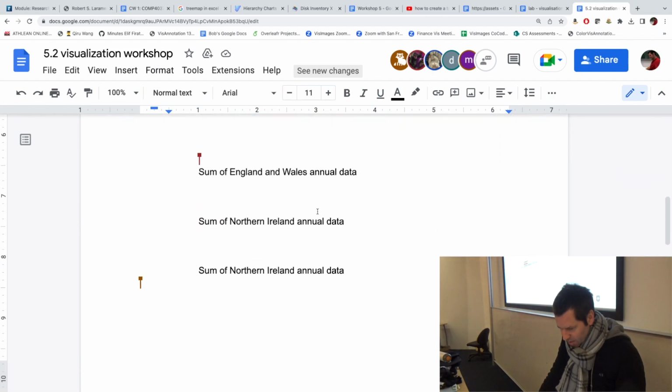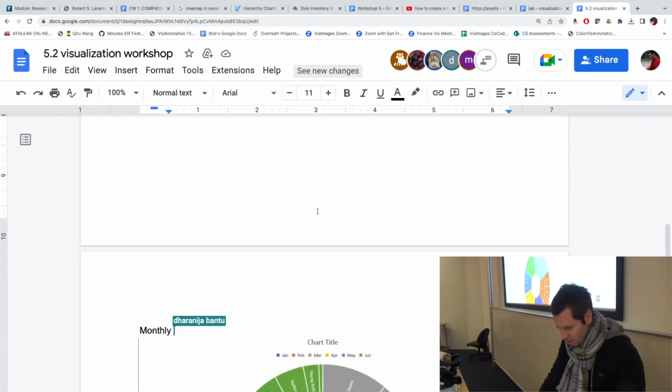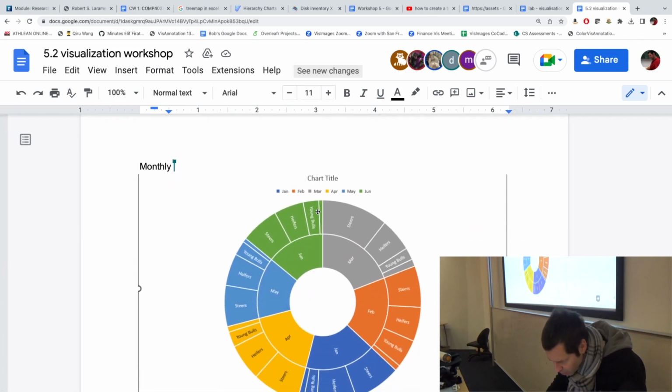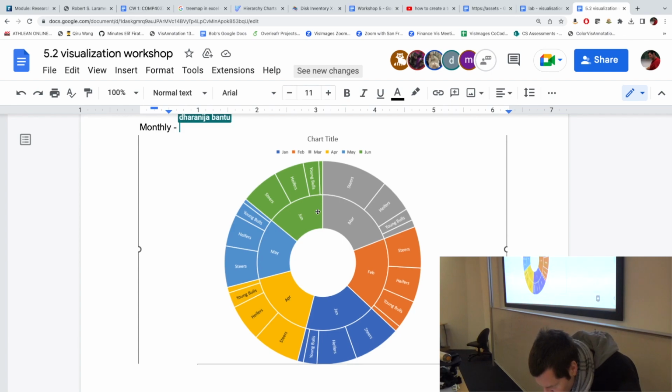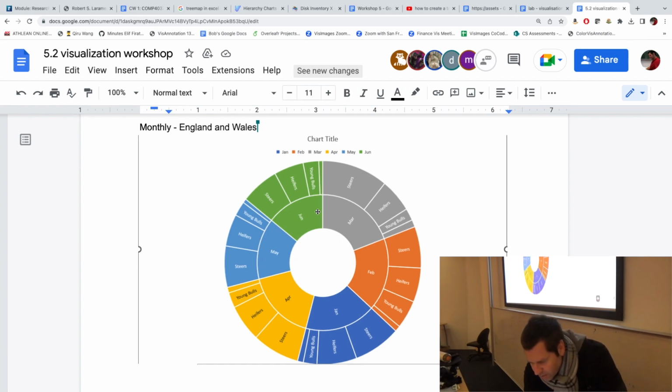Some of England and Wales annual data, okay. Yeah, it's hard to follow that description. Okay, this is just-in-time preparation. Okay, that looks kind of interesting. Yeah, well, that one's kind of interesting.